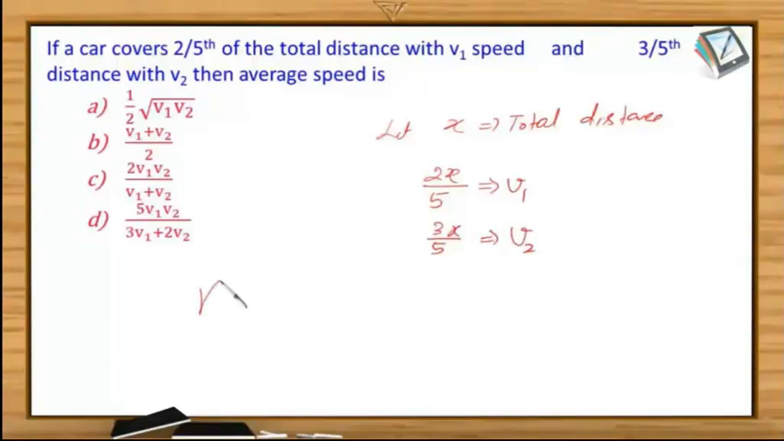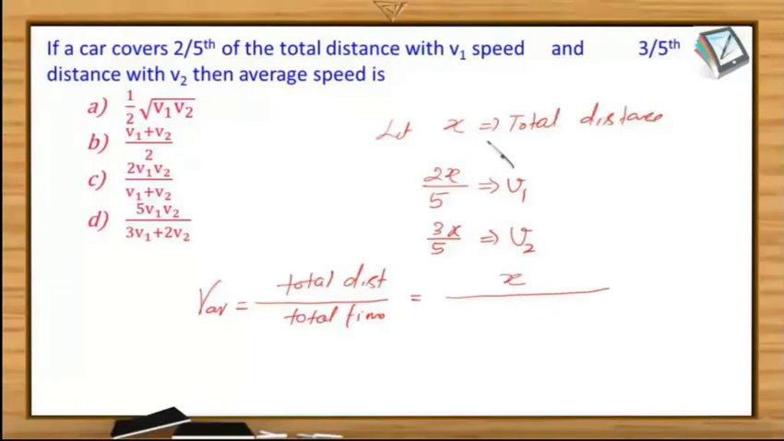As we know that average speed is equal to total distance divided by total time taken by the particle. So total distance traveled in this case is what? x, that we assumed is the total distance, divided by total time. So here you can see the time taken during the interval when the particle was moving at speed v1, the time taken will be what? Distance is 2x upon 5 divided by speed v1. So distance upon speed is the time, and plus in the second half of the motion it is 3x divided by 5 into v2.